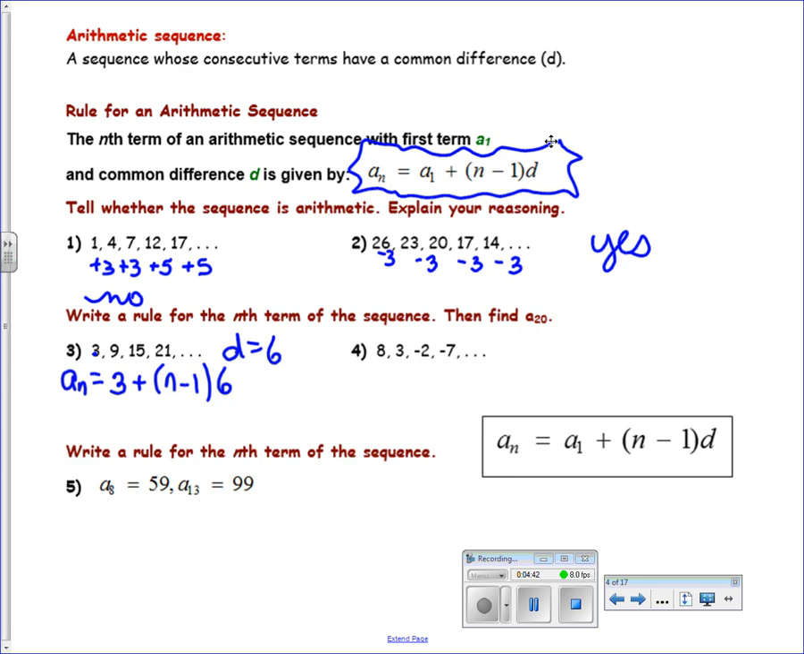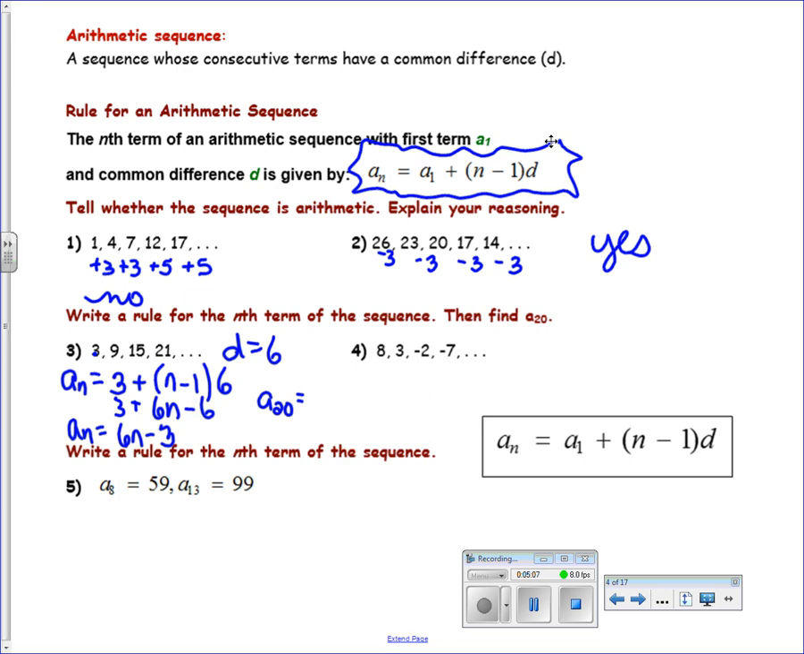And then, of course, we use the distributive property. So we're going to have 3, and then 6n minus 6, put together our like terms, so my final rule is going to be 6n minus 3. And so now if I want the a to the 20th, the 20th term in the sequence, I can just plug 20 in there, and I got the answer.